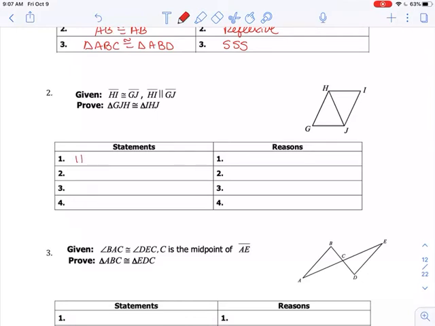All right, so here we go. 2. I have HI is congruent to GJ. So I'm going to write that as step 1. HI is congruent to GJ. And HI is parallel to GJ. All right, so HI is congruent to GJ and they're parallel. The parallel symbol is that little greater than symbol. And that's all my given.